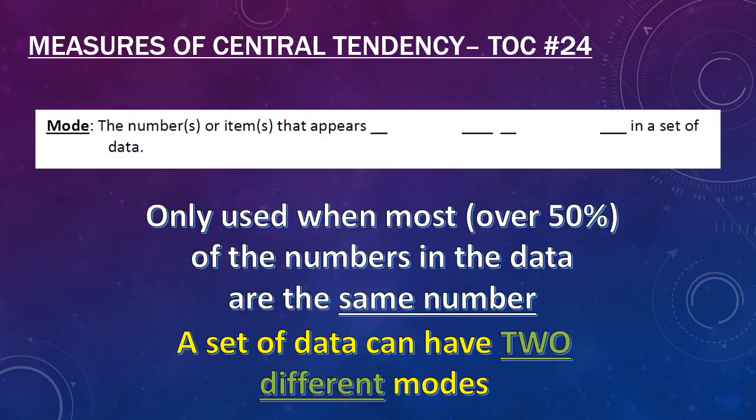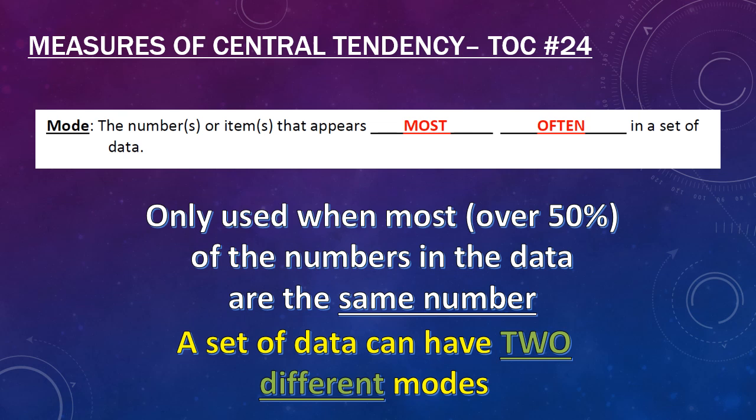The last one we're going to talk about, probably the easiest one, is the mode. And I like to remember mode because MO in mode stands for most often. And it is the number or items that appear most often in a set of data. I have here that you use when most of the items are or over 50% of the data is the same number. It's not always 50%, but it's the one that occurs the most. But sometimes you can have two different modes. And I'll show you some examples in just a second.